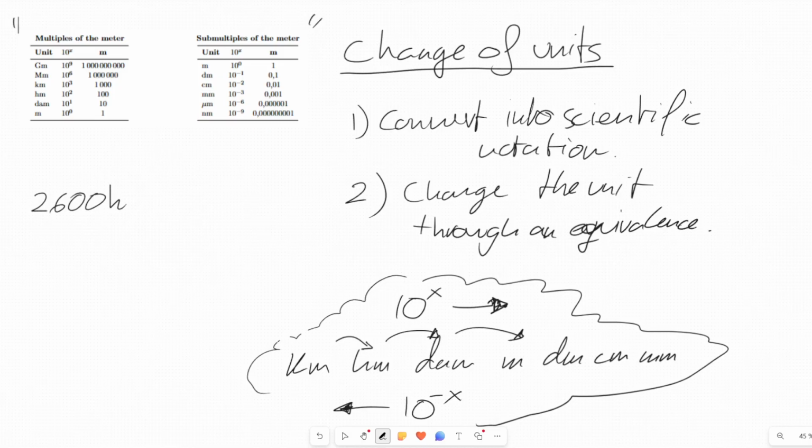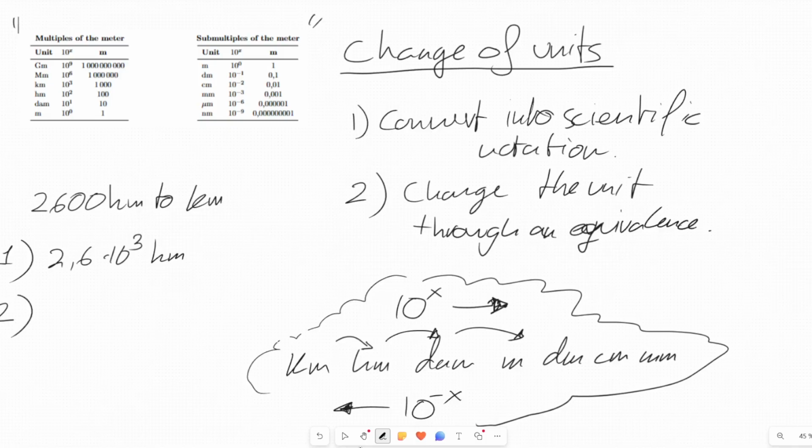2600 hectometers to kilometers. Okay, so the first step would be turning this number into scientific notation, which would be 2.6 times 10 to the power of 3 hectometers. And step number 2 would be adding the conversion.